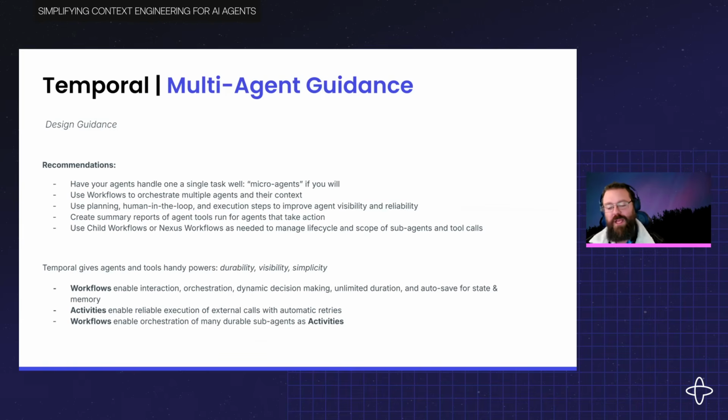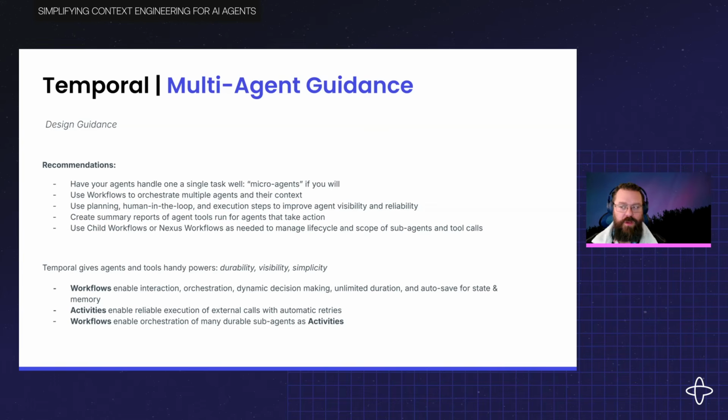So I'm going to give a little bit of design guidance. I make no claim to be the world's greatest agent builder. I can only claim to have broken agents in lots of fun and interesting ways. And these are some things that I learned from building agents, big and small. Like Cornelia and I have said, it's a really good idea to have your agents handle one single task well. If you're familiar with monoliths versus microservices, maybe the term micro agents will make sense to you. That seems to work really, really well.